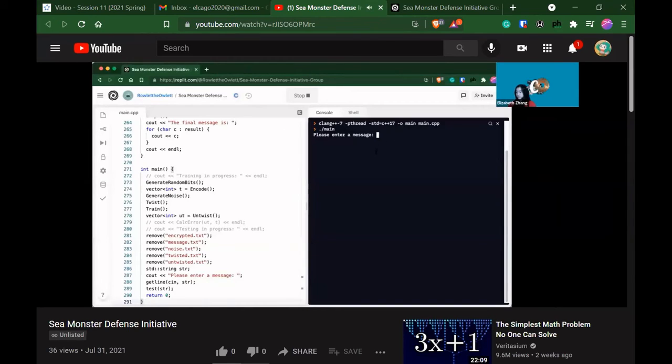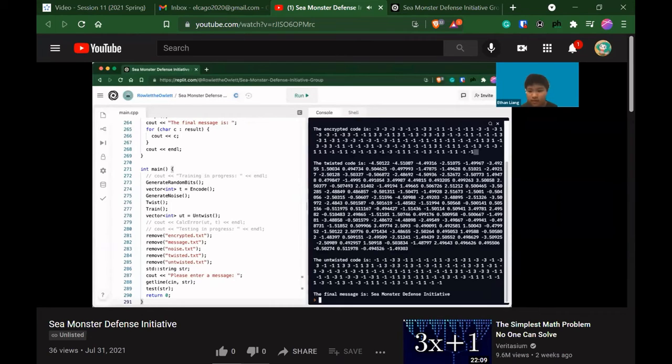Okay, so this is the code we made, and I'm going to demo it as Elizabeth said. So suppose I enter a message, say, Sea Monster Defense Initiative. You can see here that the encrypted code is full of negative threes and negative ones and ones and threes. So this is basically the encrypted code. And then on the bottom here, you can see the twisted code. You can see that after adding the noise and twisting it, it looks very weird, and you can really tell that there is no pattern going with this. This is the untwisted code, and it's basically the encrypted code with one difference. The encrypted code has 4 negative 3s.